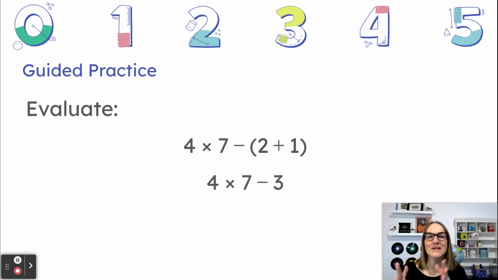Okay, so what is our next operation that we need to do? Our expression has been simplified to 4 times 7 minus 3. Which operation do we do next? Did you say do the multiplication first? If so, you know what to do. Big old pat on the back for remembering the order of operations. Now we have a very simplified form of our expression, 28 minus 3. And to fully evaluate our expression, we write its value, 25. Or if you prefer, you could write 28 minus 3 equals 25.